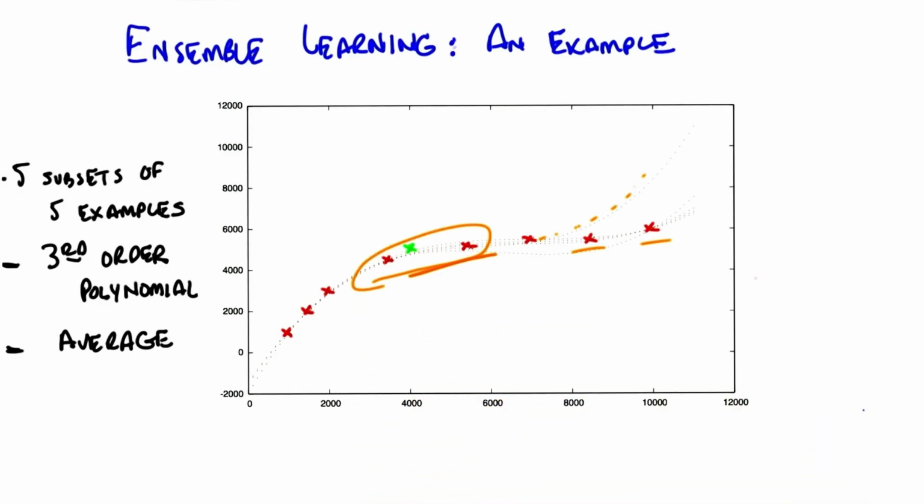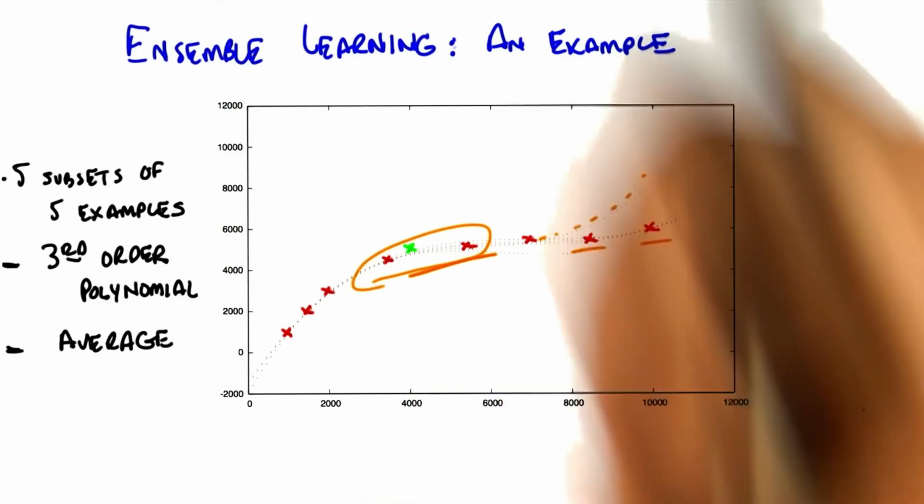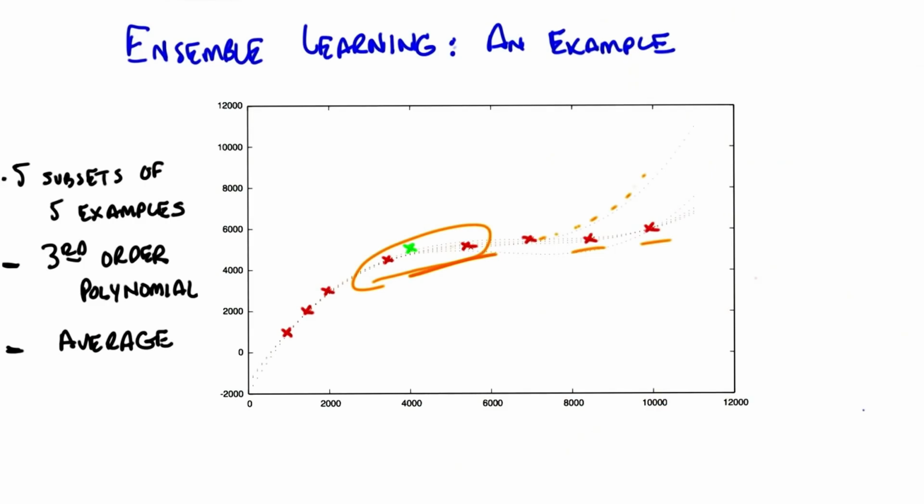Cool. Okay, so the question now becomes, how good is the average of these compared to something we might have learned over the entire data set? And here's what we get when we do that. What you're looking at now, Michael, is the red line, which is the average of all of those 5 third-order polynomials. And the blue line is the 4th-order polynomial that we learned when we did this with simple regression a couple of lessons back. And you actually see they're pretty close.